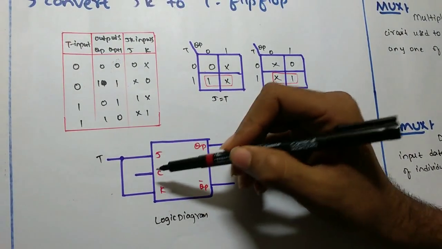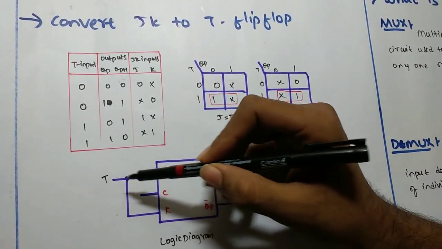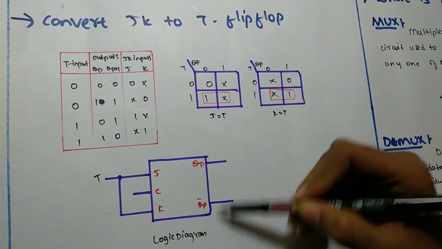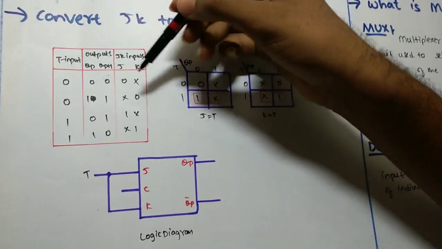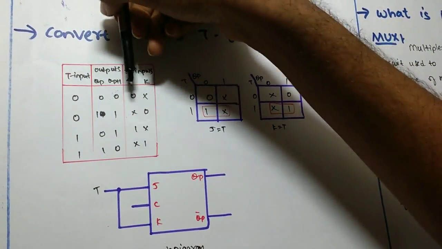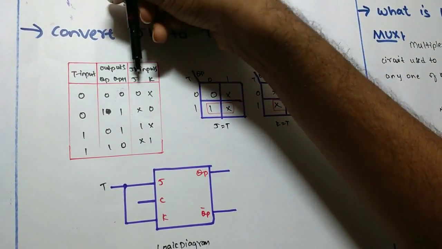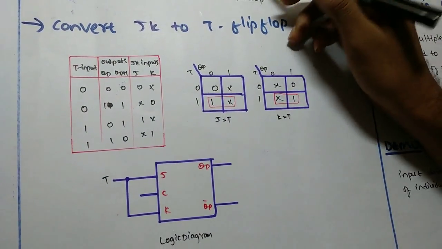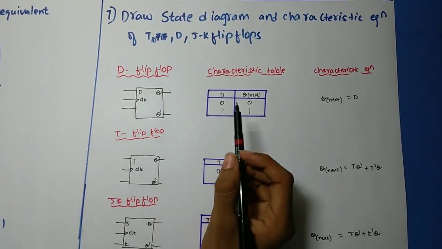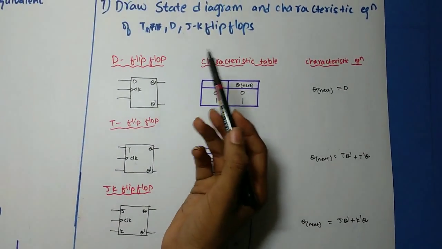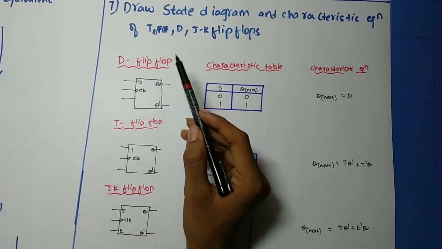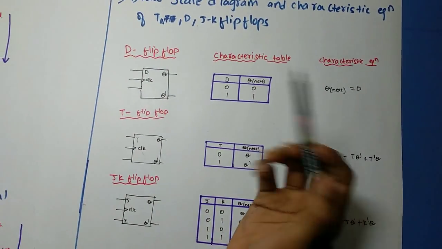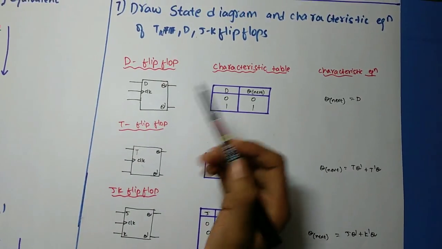See, we get here J and K as the actual inputs, and T as the external input, and with QP we get the product terms. So we draw the K map from the given logic table. From there we obtain two values. Now I have told you how to convert from JK to T and SR to D flip-flops. Now I am going to tell you the state diagram and the characteristic equations for T, JK and D flip-flops.